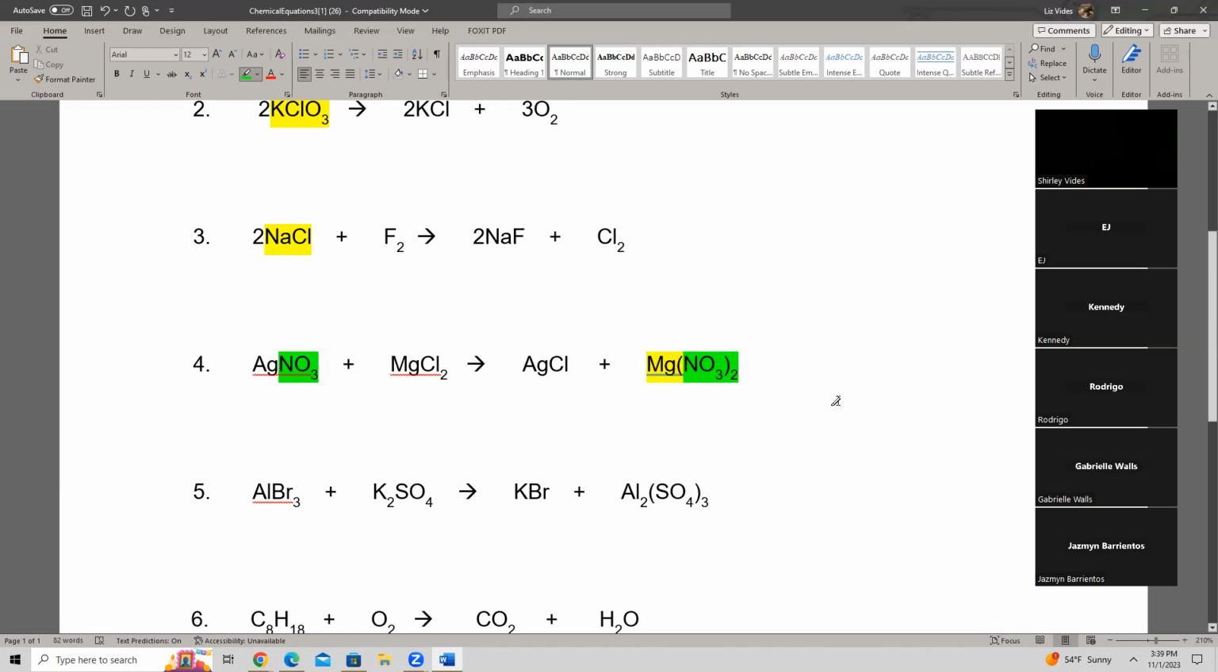Okay, so on the right, we have 2, right? 2 nitrates. On the left, we have 1. So we know to put a 2 in front of that one. Now the nitrates are balanced. Now the silver is not balanced. And we need a 2 in front of that. And look, that balanced everybody else. You see?